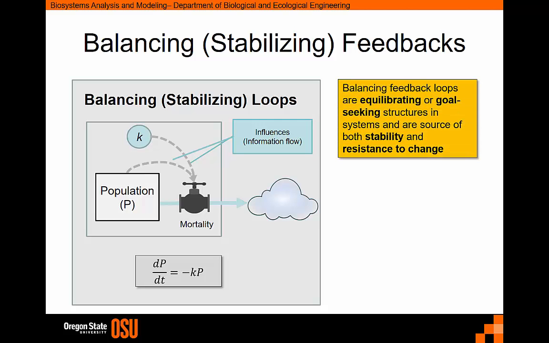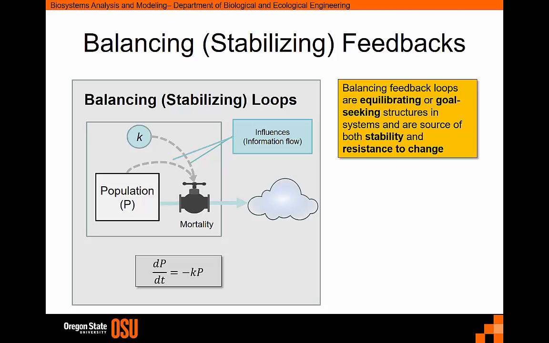As in this last example, the system is controlled by a feedback loop, captured in the minus K times P term in the rate equation. The population is controlling the mortality rate, which in turn is affecting the population level. The negative sign on the KP term is important. It indicates that this is a negative feedback loop, which we will refer to as a balancing or stabilizing feedback.